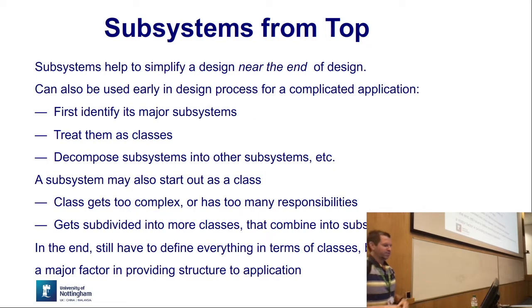So subsystems are the final stage of design. Well, they're not the final stage of design, but they're getting close. The final stage is protocols, which is the next lecture. Subsystems help to simplify design near the end of the design and can be used early in the design process for a complicated application. So in this example, we were describing a bottom-up subsystem. We start with the individual classes and put them together to form bigger subsystems.